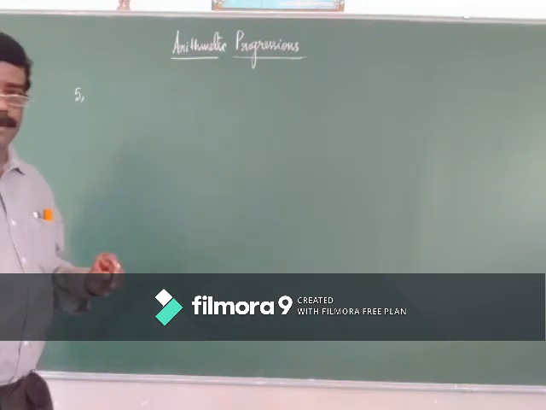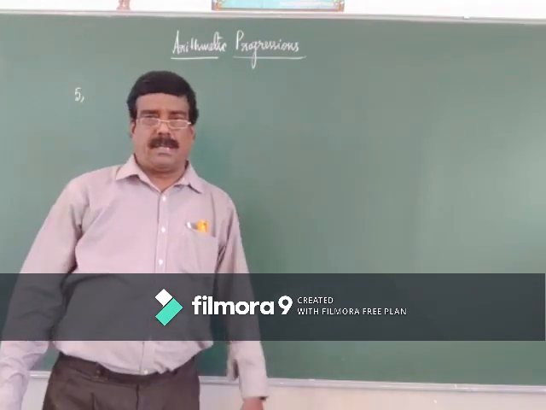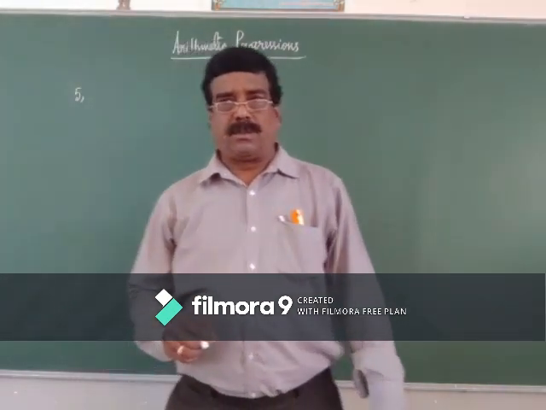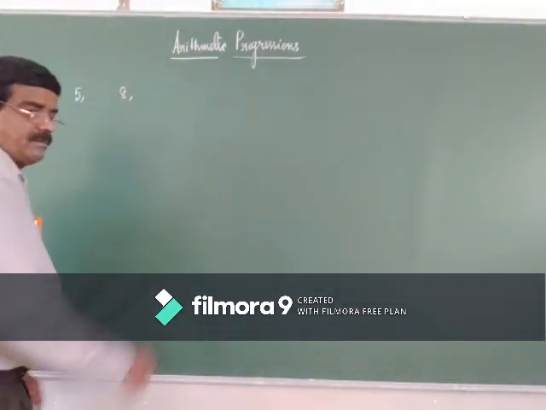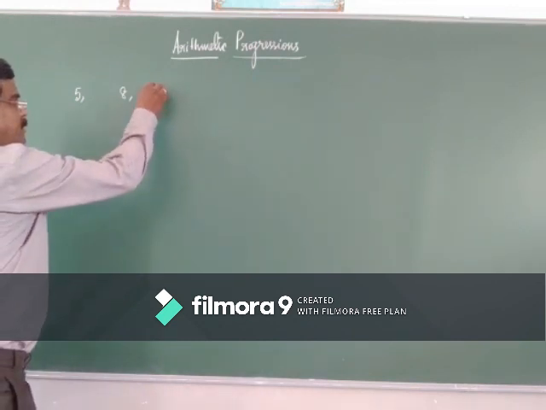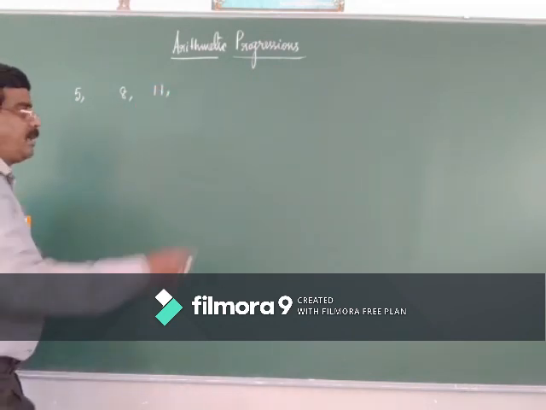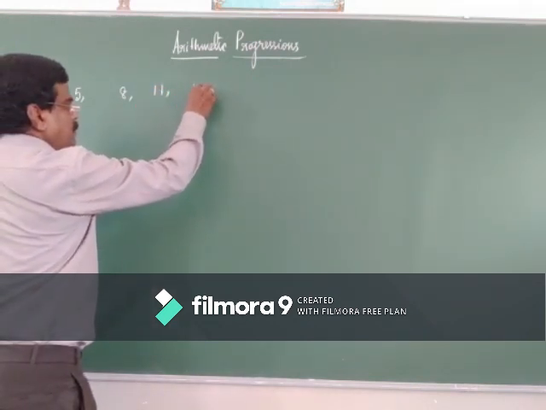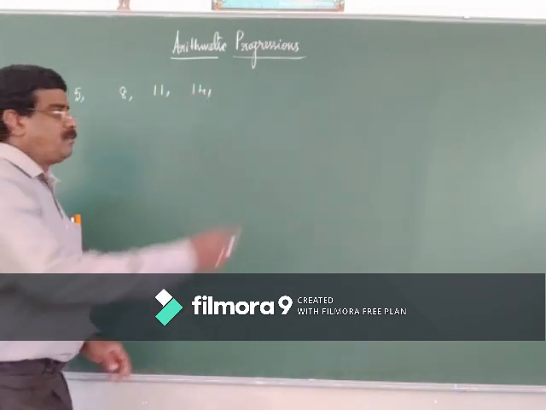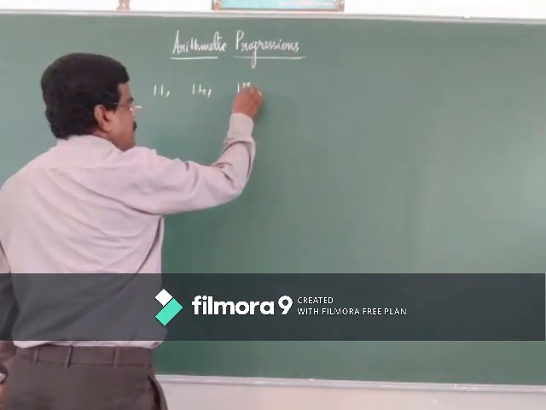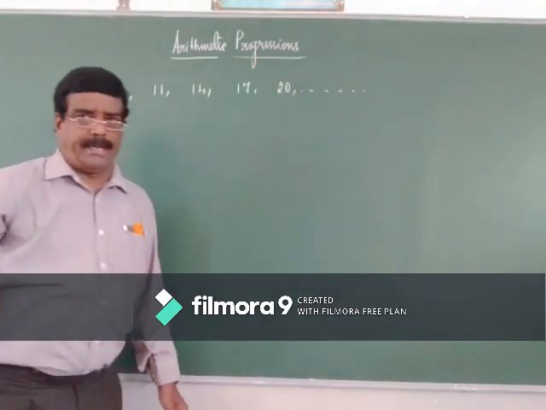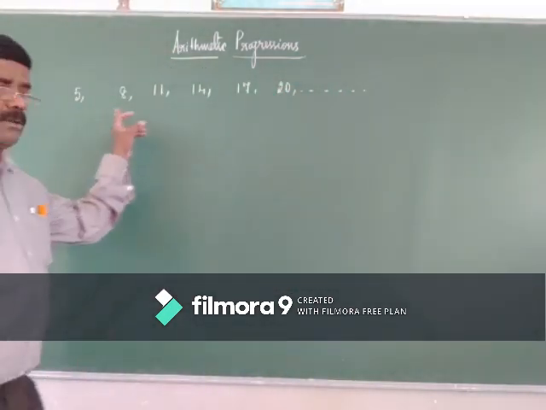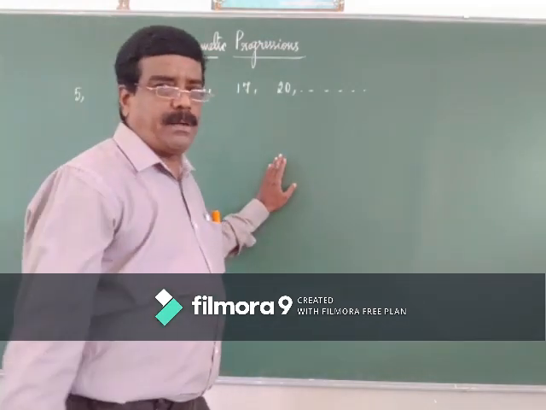We will start with 5. After 5, I am going to add 3 to that, so we get 5 plus 3 is equal to 8. 8 plus 3, 11. 11 plus 3, 14. 14 plus 3, 17. 17 plus 3, 20. Like this, we can go on writing examples for AP.